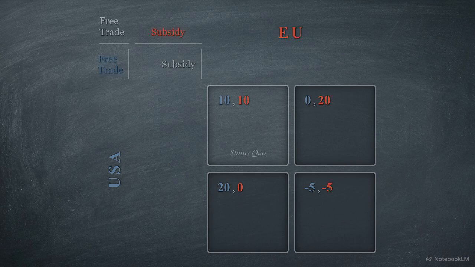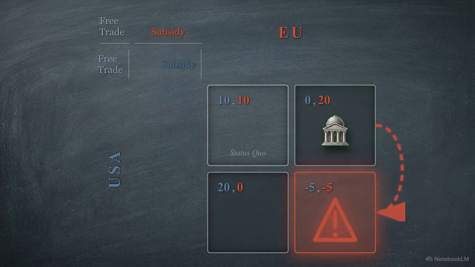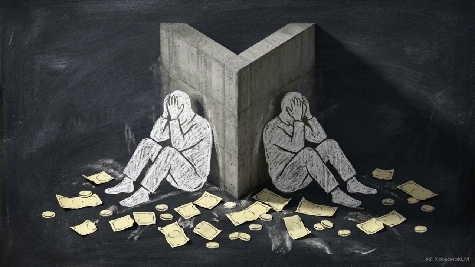Beyond the economic difficulties, these policies create severe geopolitical and domestic risks. Strategic trade is a beggar-thy-neighbor policy. If Europe subsidizes its firms, America is likely to retaliate with its own subsidies or tariffs, dragging both sides into a trade war. This creates a prisoner's dilemma. The cycle of retaliation often leaves both countries economically worse off than if neither had intervened in the first place.